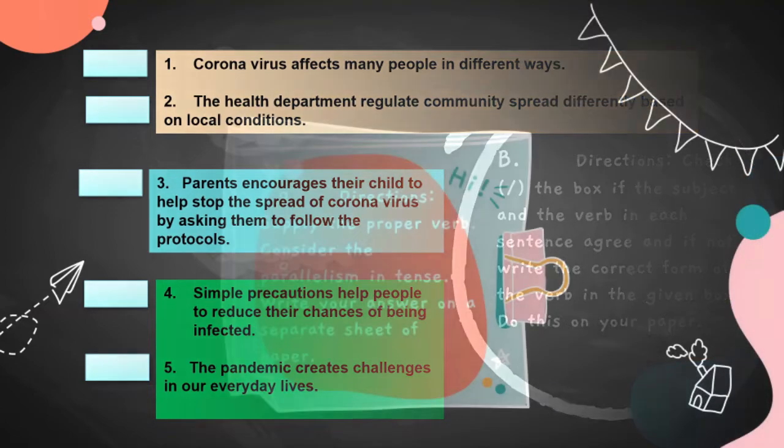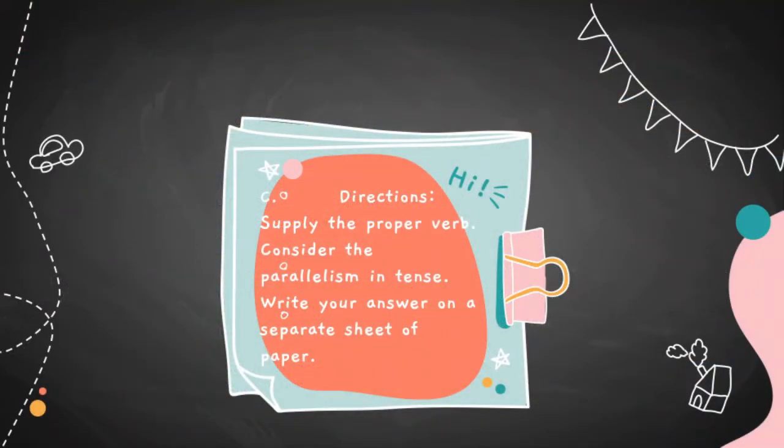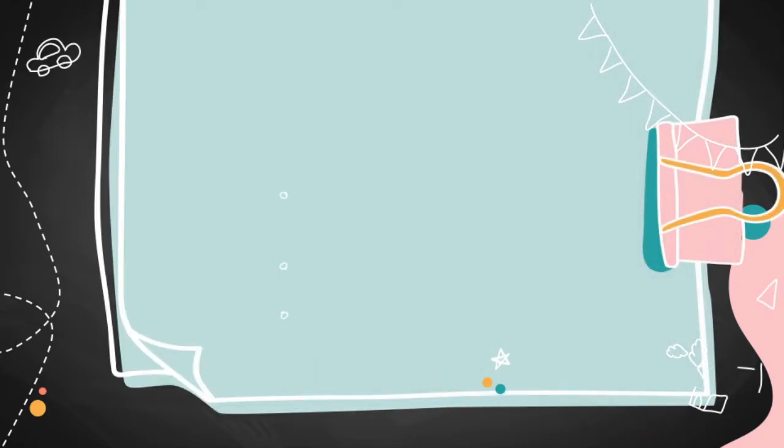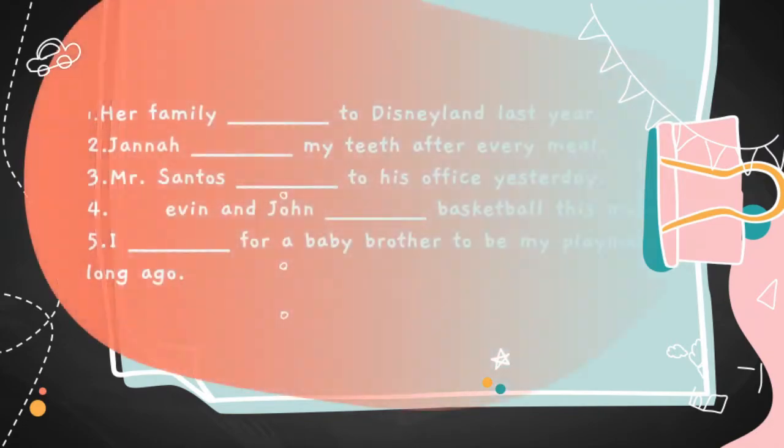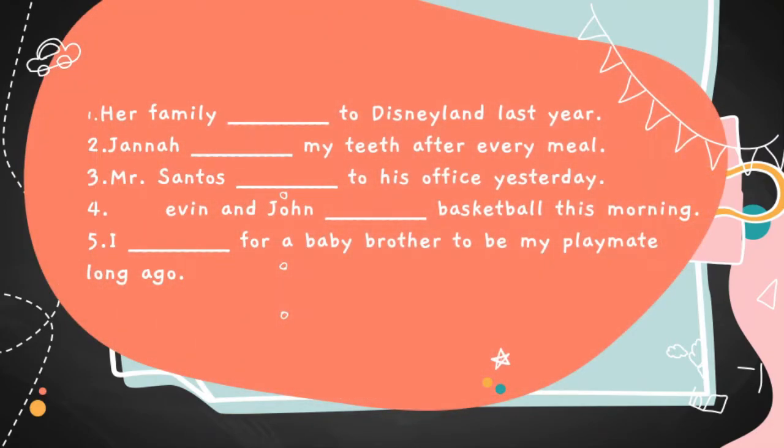Next, let's proceed. Direction C. Supply the proper verb. Consider the parallelism in tense. Write your answer on a separate sheet of paper. Let's proceed. Alright, let's proceed. Her family blank to Disneyland last year. So you should be the one to supply your answer. Number 2. Jana blank my teeth after every meal.